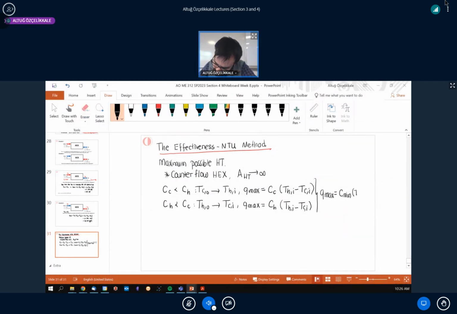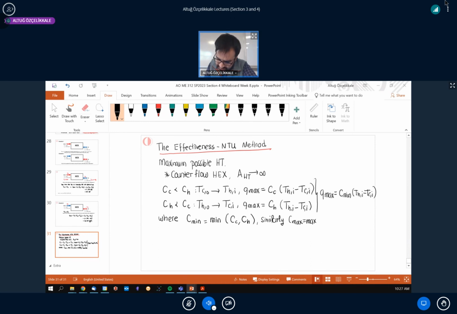Okay, that's the hot fluid inlet temperature minus the cold fluid inlet temperature. Let me describe what I mean by C min. That's the minimum of cold fluid and hot fluid. And similarly, if one of them is a minimum, the other one is simply going to be the maximum among two.